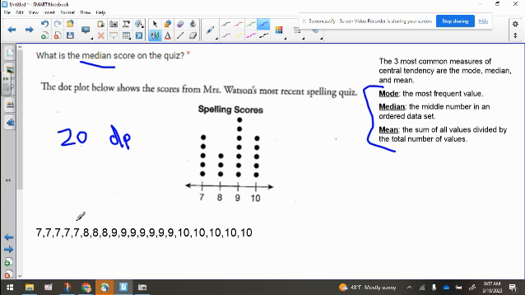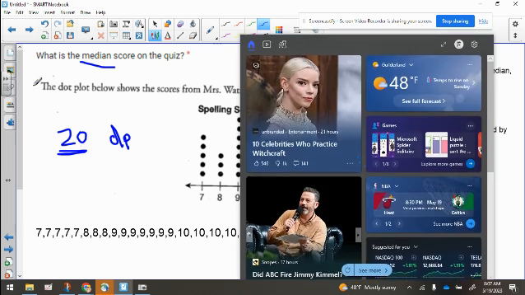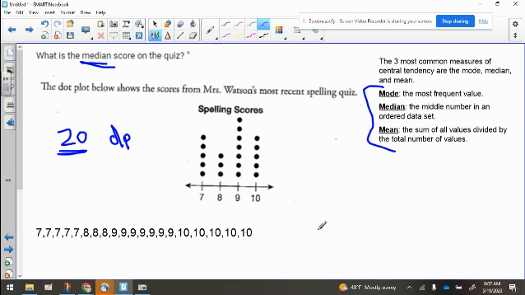There's 20 dots here. Or we could just list out the numbers and count how many numbers do we have, and we have 20 values here. So that's important to understand that this number, getting how many data points there are, is half the battle of finding the median. So now if we were to list out the numbers, we would find the halfway point. And how would we do that? The halfway point, you would take how many values you have and you divide it by 2.